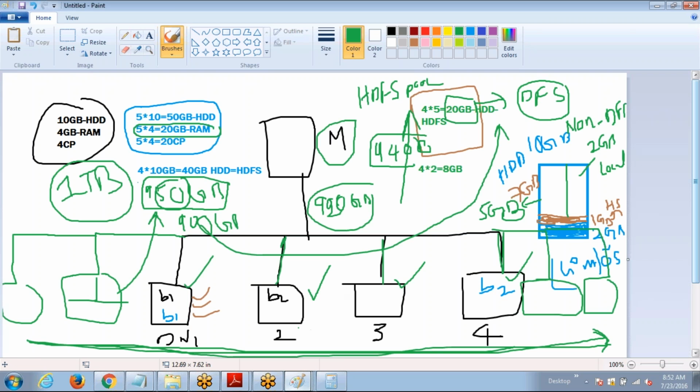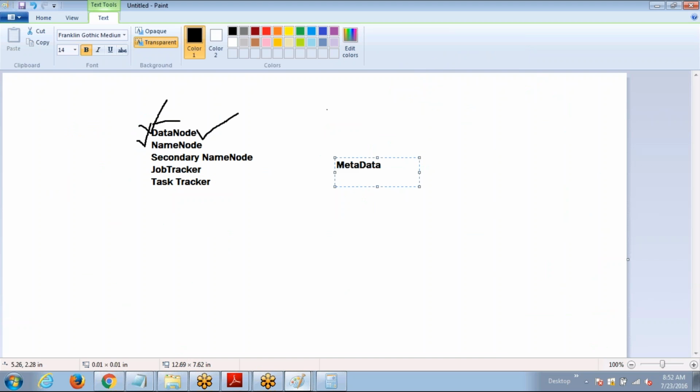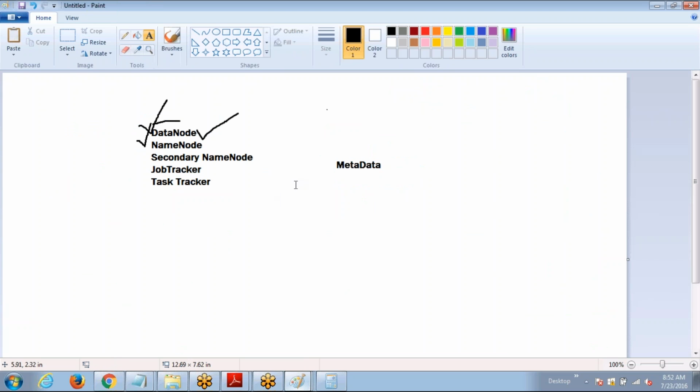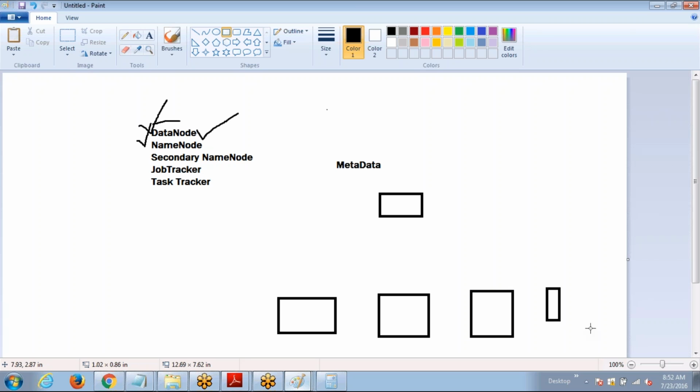Okay, clear on this one? So this is about metadata. So here this metadata will be stored in your name node only. Okay, your metadata will be stored in your name node only. So what I mean by that, in our example, you can see here.